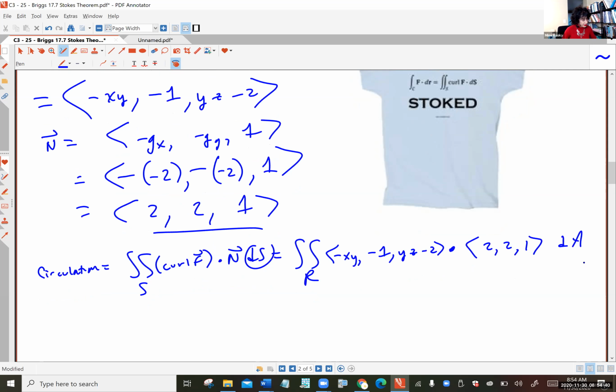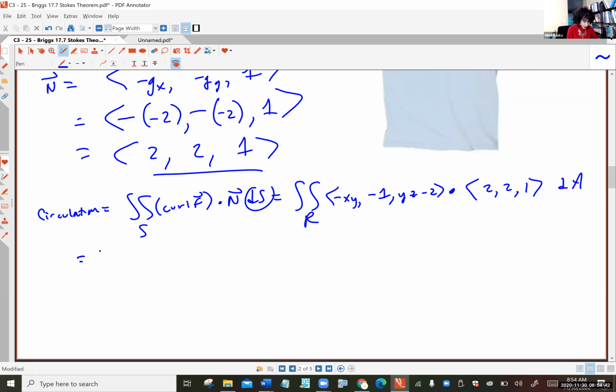And so let's do that dot product first. So you're going to go, okay, negative xy times 2, that's negative 2xy. Negative 1 times 2 is negative 2, plus yz minus 2 times 1. Okay, that's just going to be yz minus 2. Okay, and now you get to pick, like, do you want dy dx or dx dy for your order of integration? I like dy dx.